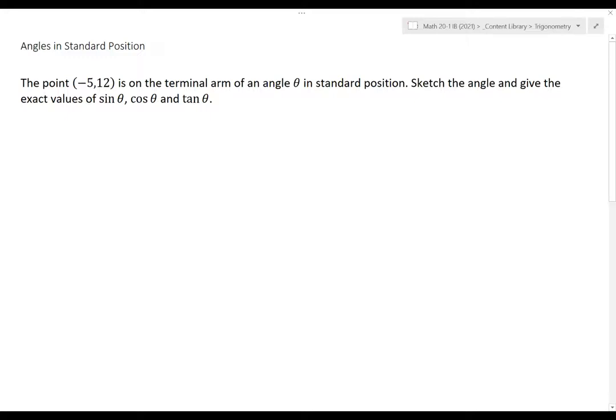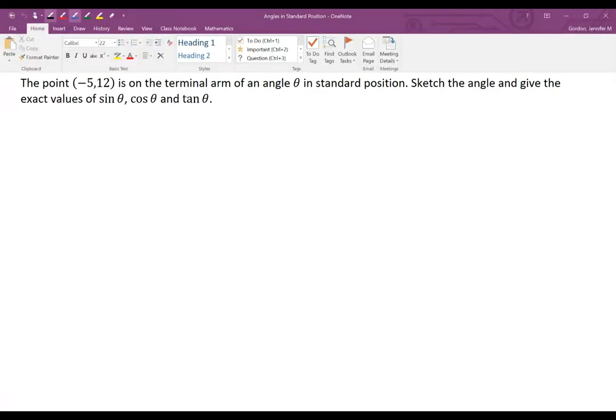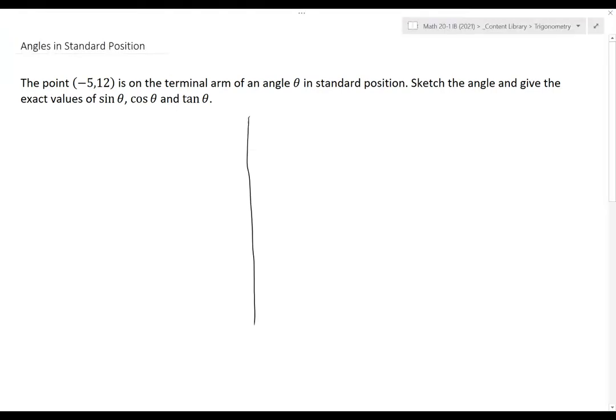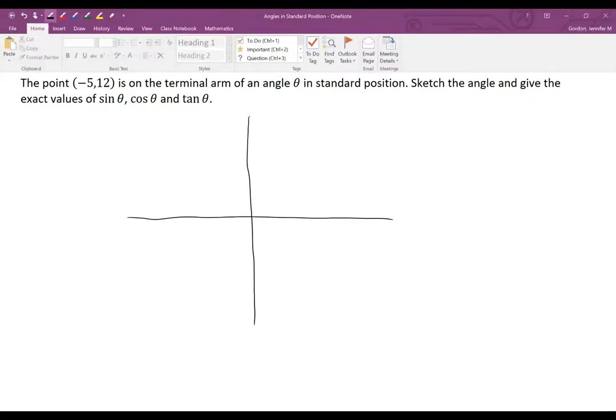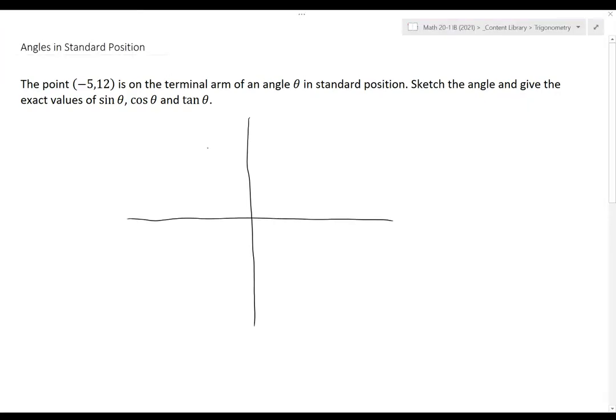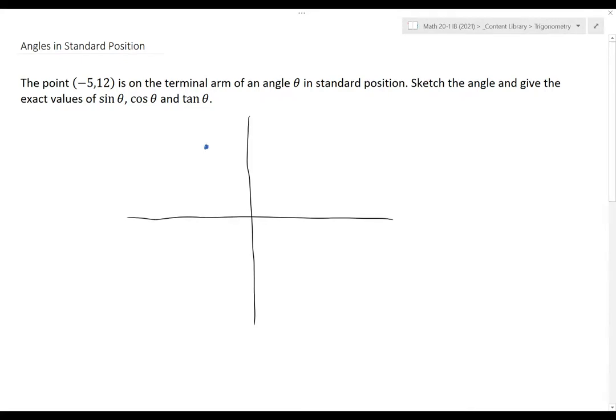Hello everyone. In this video we're going to look at the concept of angles in standard position. So consider that we have a point, (-5, 12), on the terminal arm of an angle theta in standard position. Standard position is set in the coordinate plane. We have a point, (-5, 12), so that point would be somewhere around here. And that is on the terminal arm.